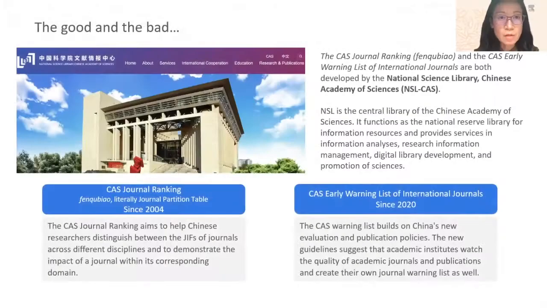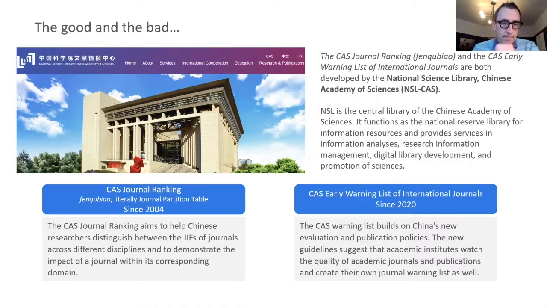Yeah, thanks, Neil. So I'm going to introduce the 2 most important lists, both issued by CAS, in other words, the Chinese Academy of Sciences. As one of China's national powerhouses of research, CAS developed these two journal lists for its own use, but whatever CAS develops or issues will gradually be adopted and used by the entire researcher community across the country. So here we have two journal ranking lists. One is the CAS Journal Ranking. In Chinese, it's called Fenqibiao, which literally means the journal partition table, developed since 2004. And another one is called the CAS Early Warning List of International Journals. It's been launched since 2020. Next.